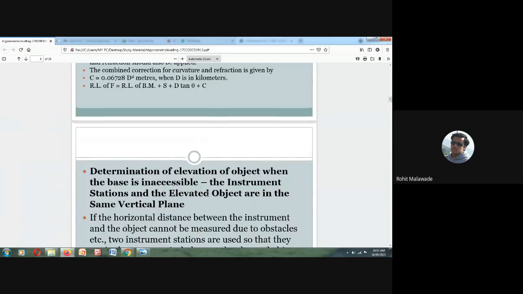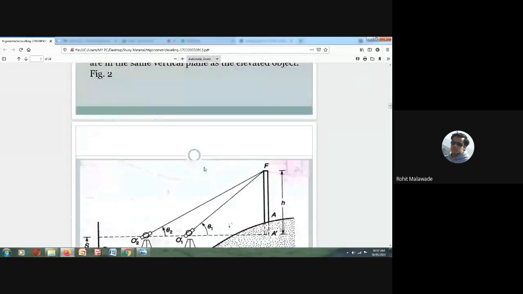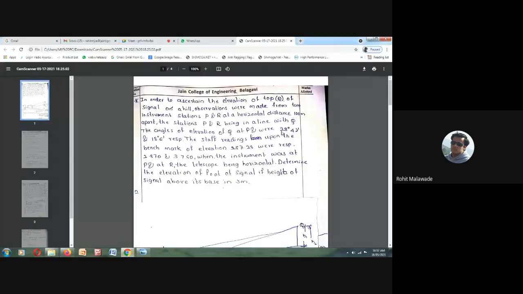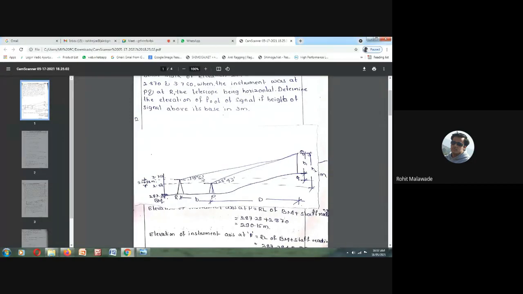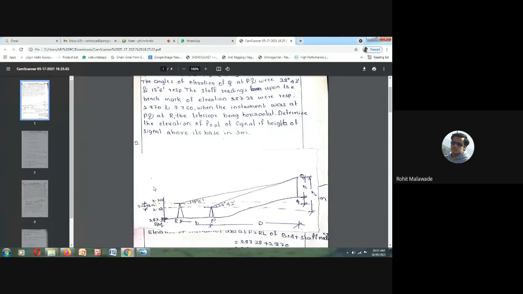Case 1 is determination of elevation of object when the base is inaccessible, the instrument station and the elevated point are in the same vertical plane, with no difference in height between the two instrument stations. But if you look towards the problem, here one angle is higher, one angle is lower. One is giving you 28 degrees 42 minutes, one is giving you 18 degrees 6 minutes, as well as the staff readings: 2.87 for one and 3.750 for the other. Is it the first case? No, it is the second case.